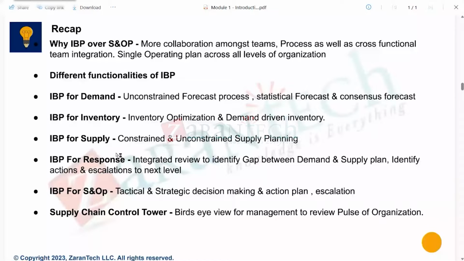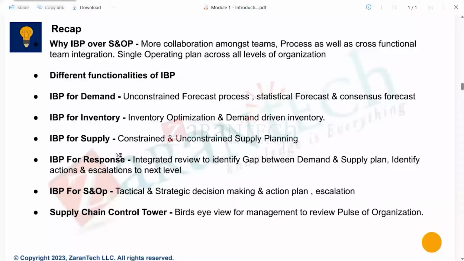IBP for S&OP, this is the stage, the horizontal bar in the graph, where normally the tactical and strategic decision-making, action plans and proposals are prepared based on the information from the downstream, that is, from the demand, supply, and inventory work streams. This is the set of people who actually work to provide inputs to the management team based on all the collated data from various functions downstream.